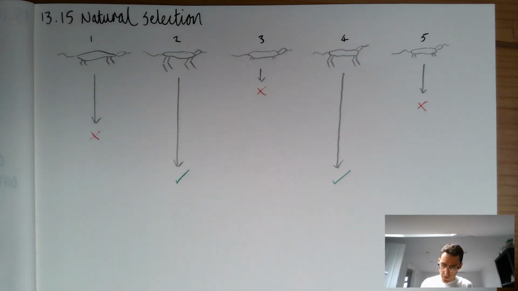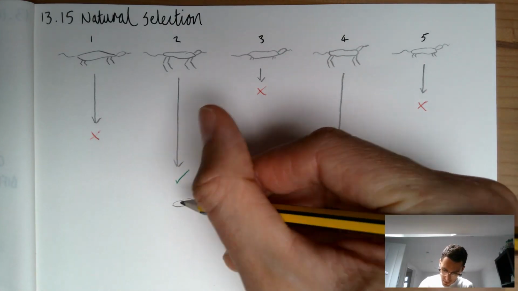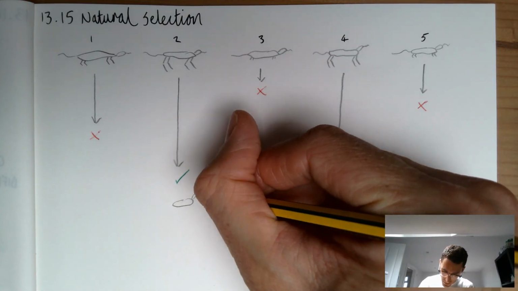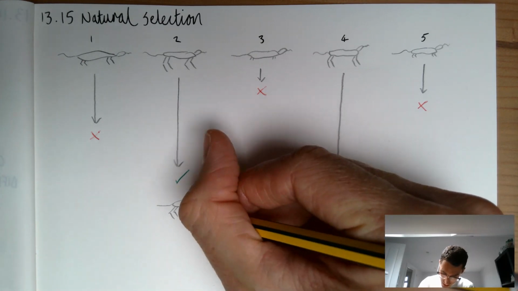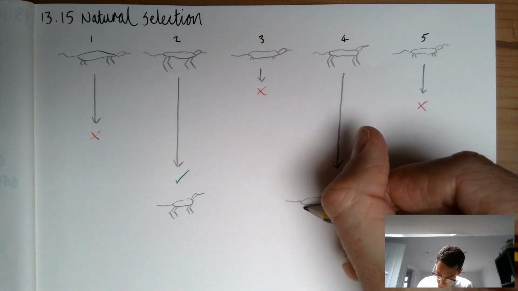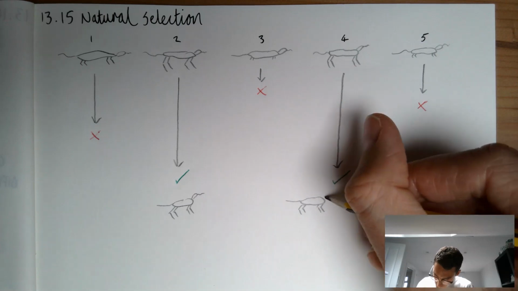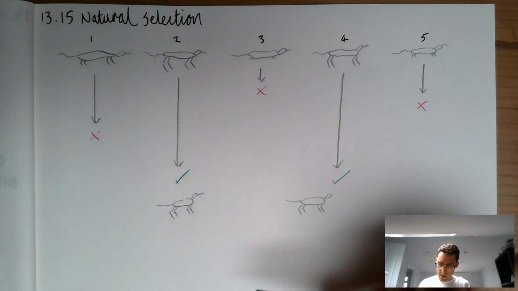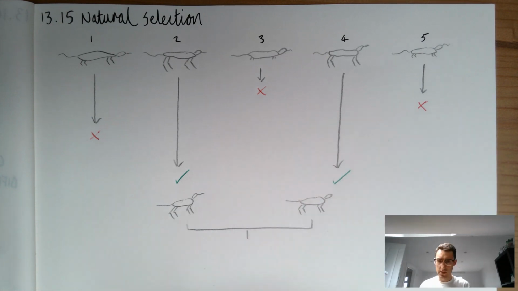So where does that leave us? Well, that leaves us with lizard number 2, and lizard number 4, and I'll make sure they've got nice long legs here. They escaped the predator, and they are now able to reproduce. So what we can do is show that reproduction as follows.